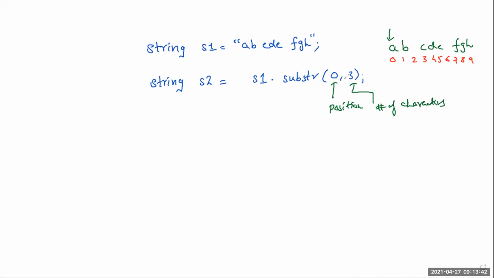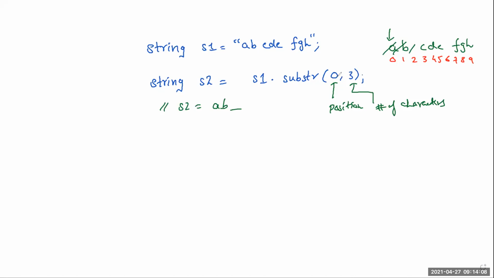So how many characters do we want to pick? We want to pick 3 characters. So what are the 3 characters? A, B, and space. So what will this S2 be? If you print it, this S2 will be A, B. Of course, there is a space, we can't see it. But we have picked 3 characters. So you see the first argument is go to this position, pick 3 characters.